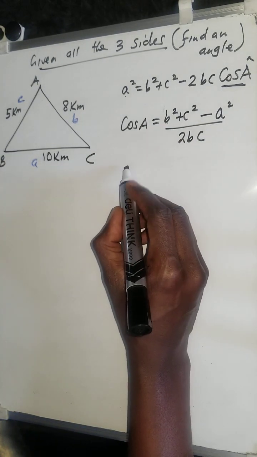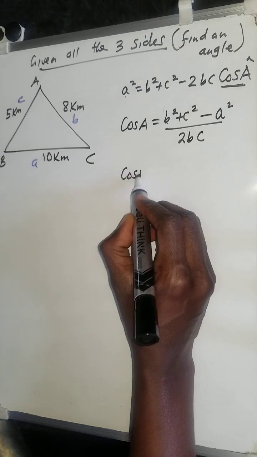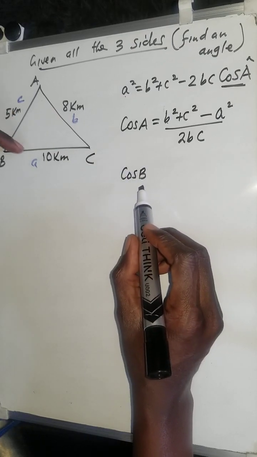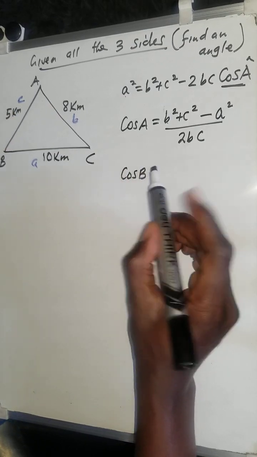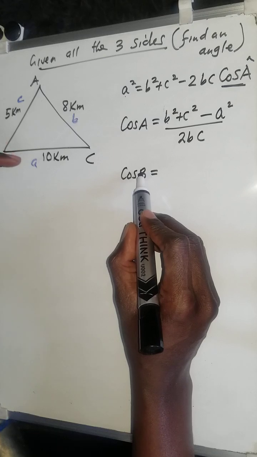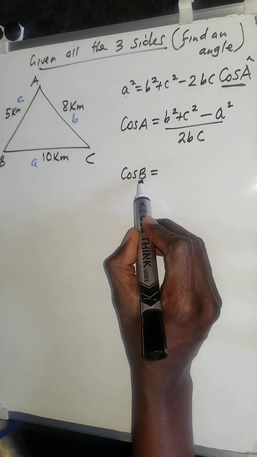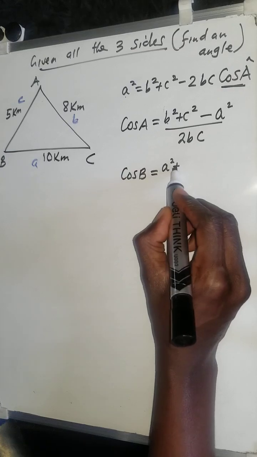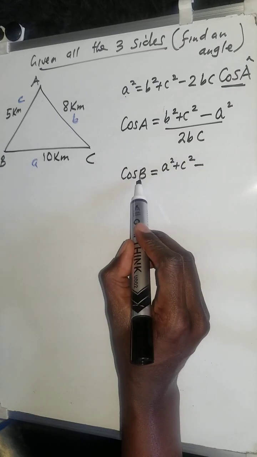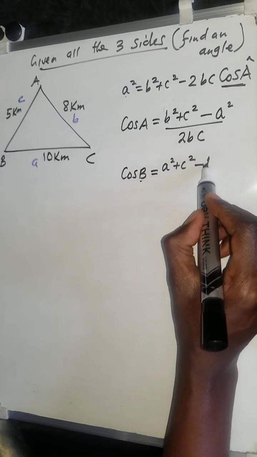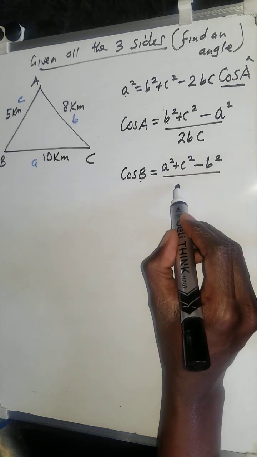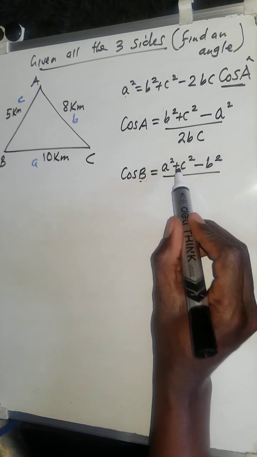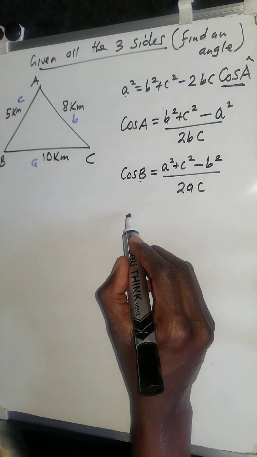Let's go further. Suppose I wanted to find cos B, the angle B there. It will be the other sides. What are the other sides apart from B? It is A and C. So it will be A squared plus C squared. Then you subtract the smaller side of the angle you're finding, which is B squared, over 2 times AC. That's the idea.